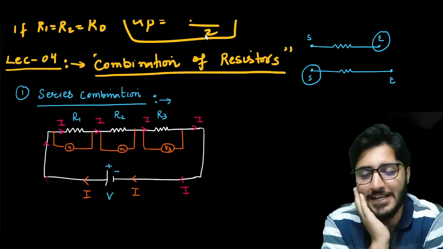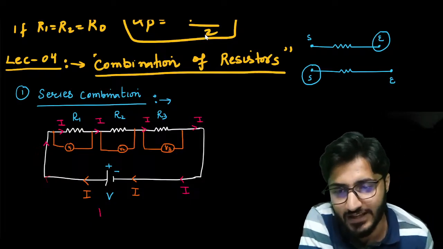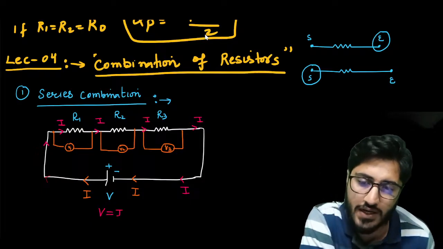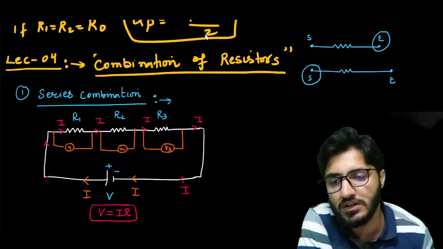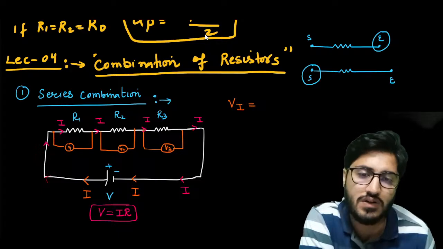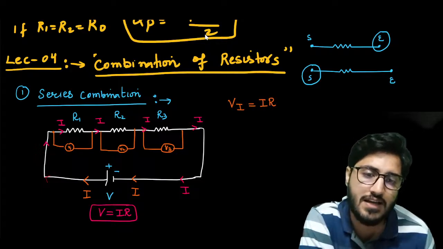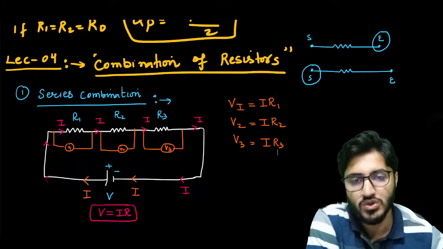But current is same. If we are applying Ohm's law here, I can write V equals I into R. This one is for your battery. Now for R1, I will write V1 equals IR1. Current is same. V2 equals IR2. And V3 equals IR3. Done.